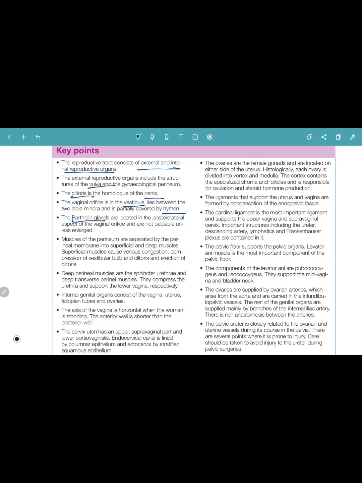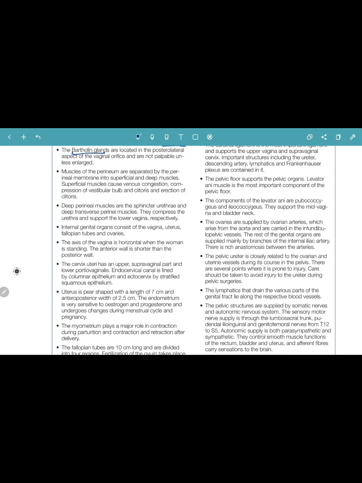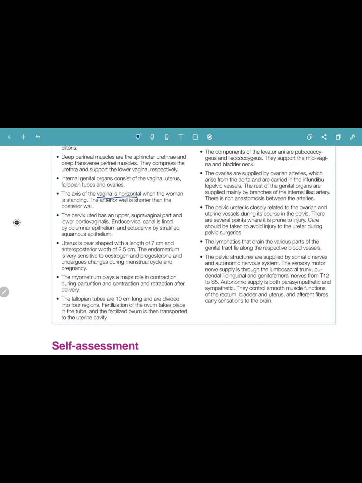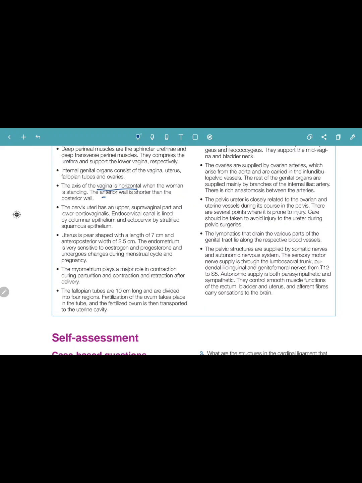The muscles of the perineum are separated by the perineal membrane into the superficial as well as the deep muscles. Superficial muscles cause venous congestion, compression of the vestibular bulb and clitoris as well as erection of the clitoris. Deep perineal muscles are the sphincter urethra and deep transverse perineal muscles. They compress the urethra and support the lower vagina. So the axis of vagina is horizontal. The anterior wall is shorter than the posterior wall.